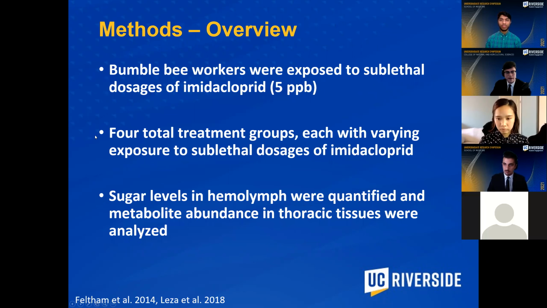For the overview of our methods, bumblebee workers were exposed to sublethal doses of imidacloprid valued at 5 parts per billion. This is a field-relevant dose that is often experienced in the wild. There were 4 treatment groups, each with varying exposure to sublethal doses of imidacloprid, and sugar levels in hemolymph were quantified and the metabolite abundance in thoracic tissues was analyzed.